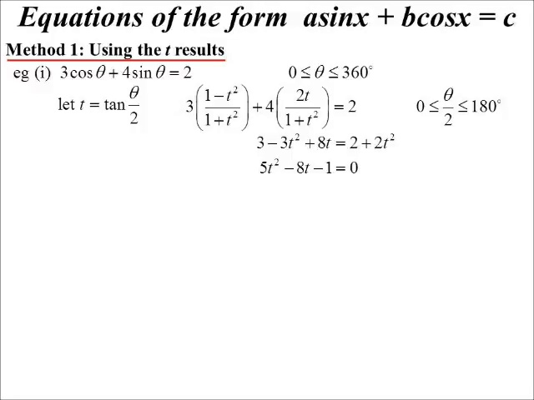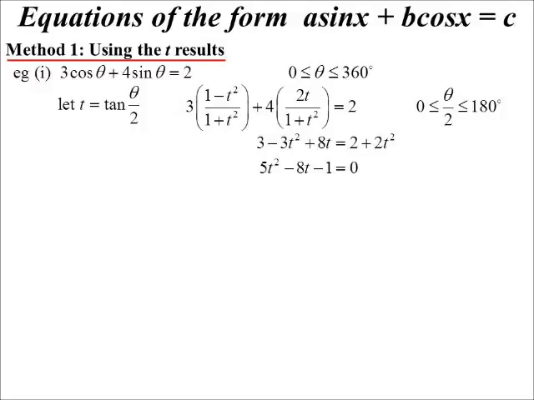Because I'm using the t results, remember, we're looking for answers for theta between 0 and 360. Which means when I'm using the t results, I'm only looking for answers for theta on 2 between 0 and 180. So I'm only looking for first and second quadrant answers when I use the t results.